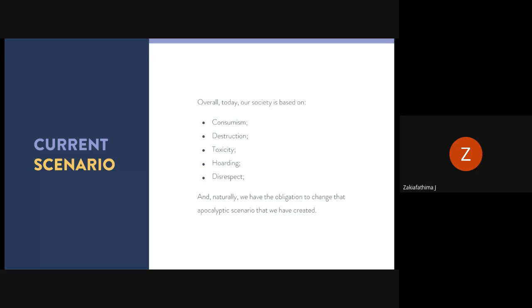Disrespect of material, only because we have absolutely no respect for these materials. We are using them in umpteen ways and we are not giving back anything.